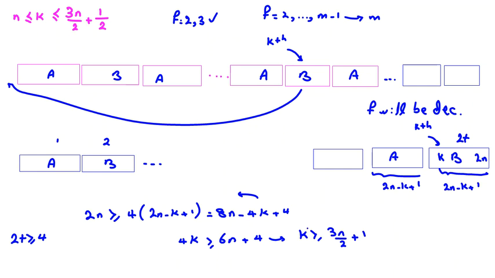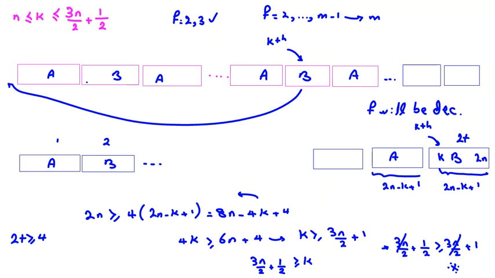But we know k is at most what? 3n over 2 plus 1. So k is at most 3n over 2 plus 1 over 2. So we conclude that 3n over 2 plus 1 over 2 is at least 3n over 2 plus 1. We cancel this and we prove 1 over 2 is at least 1. So it is a contradiction.